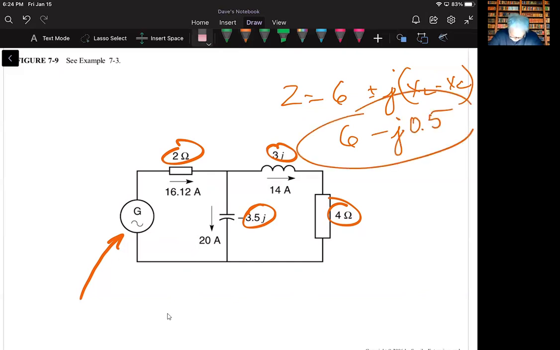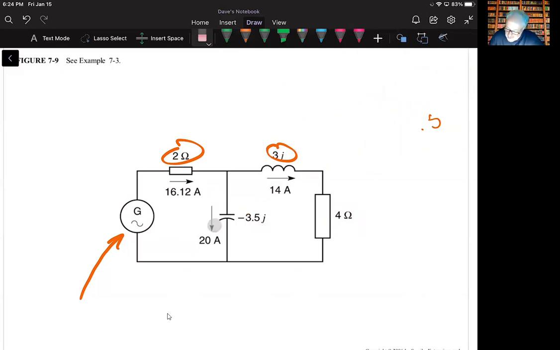Do we even need that? I can't remember. I don't think we do. But anyway, that's going back to circuit analysis stuff. So that's what we have there. And so the problem says, calculate the active and reactive power associated with the generator.